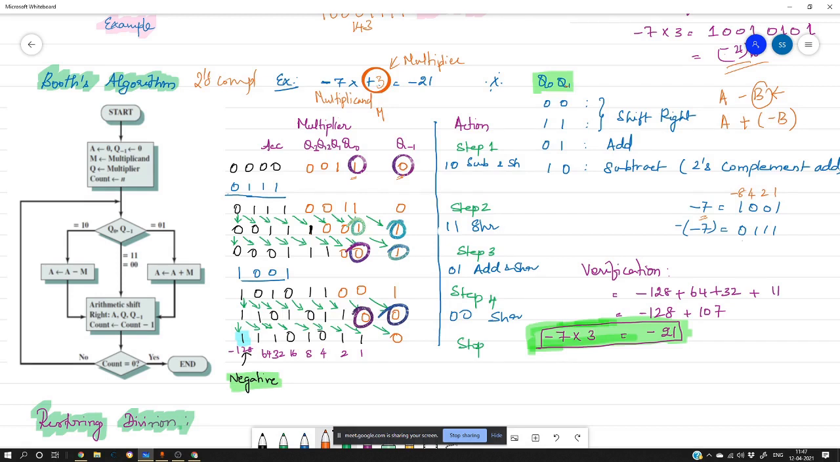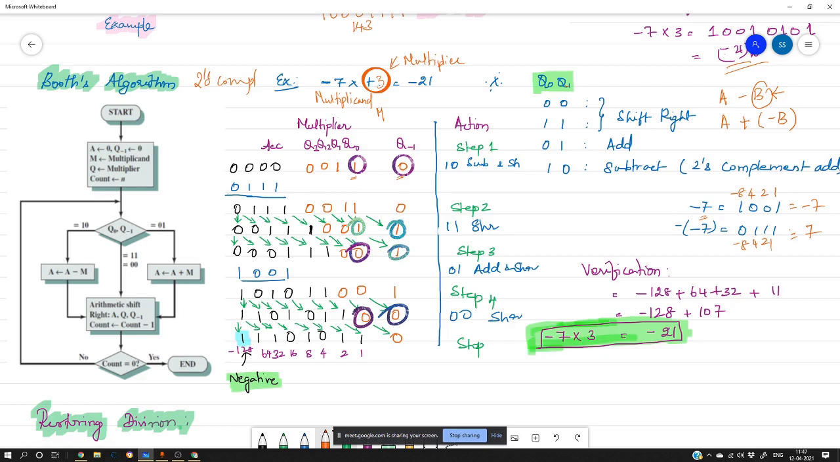Now you can check. It is 0 here and 111 will add up to 7. So minus 8, 4, 2, 1 is again 7. It is plus 7 whereas here it is minus 7. I hope you follow this. So for subtraction, you just find the 2's complement of the multiplicand and then add. It eases the process here.